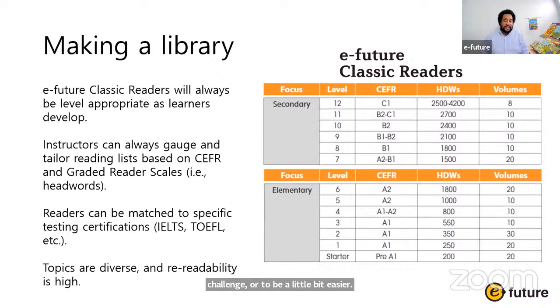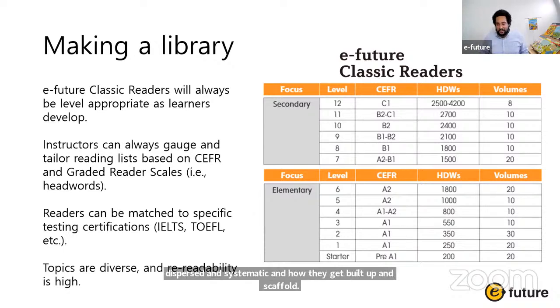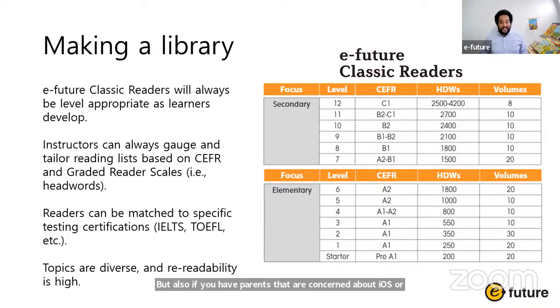So with the eFuture Classic readers here, we go from the pre-A1 level all the way up to C1, and you can mix and match these to provide greater challenge or make it easier for your students depending on their level. You can see that the headwords are pretty evenly dispersed and systematic in how they get built up and scaffolded. But also, if you have parents that are concerned about IELTS or TOEFL, you can easily show them how this would compare to the standards that they're looking for in IELTS or TOEFL or any other sort of standardized testing.